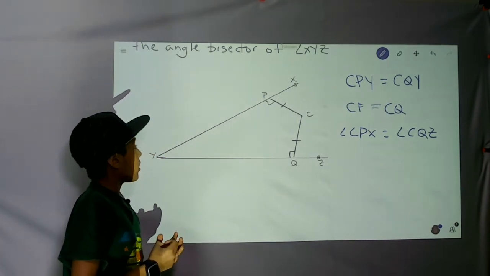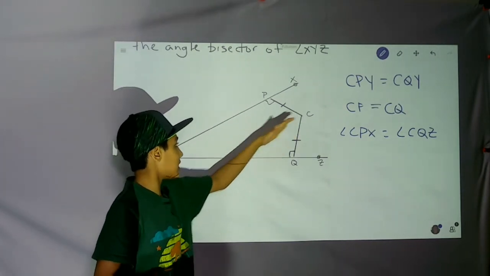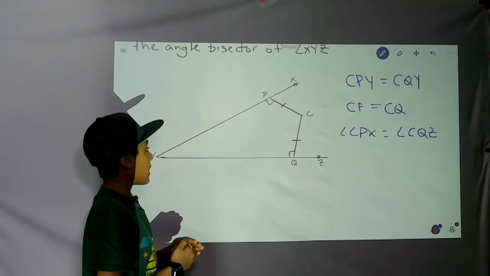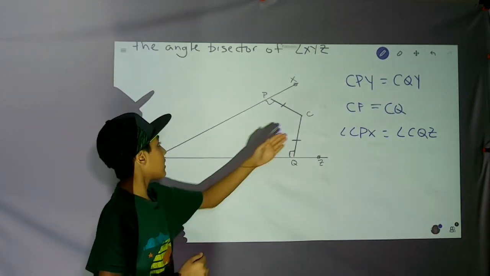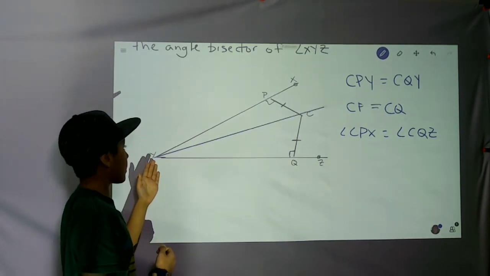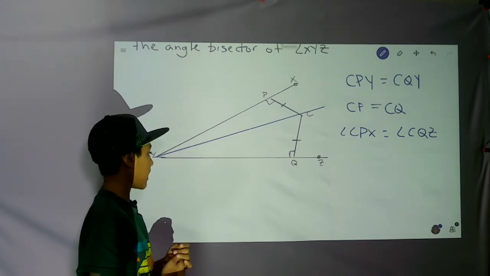So therefore, C is a bisector because it splits these in half, since CQY is half of this angle and CPY is half. So therefore, C is the bisector of angle XYZ.